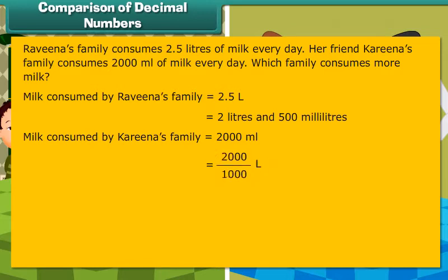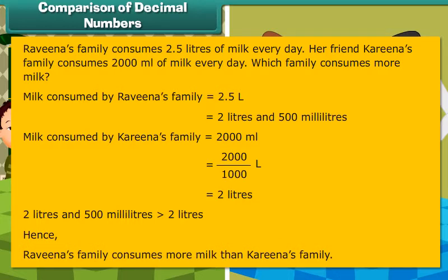That is equal to 2000 by 1000 liter. That is equal to 2 liters. 2 liters and 500 milliliters is greater than 2 liters. Hence, Ravina's family consumes more milk than Karina's family.